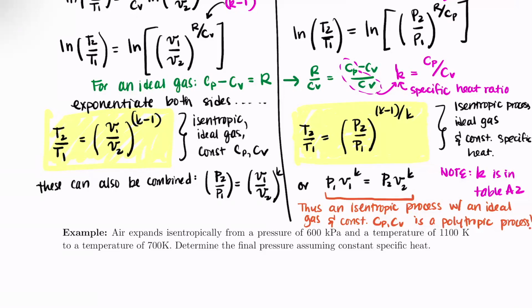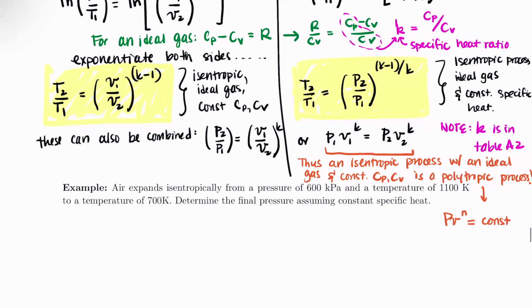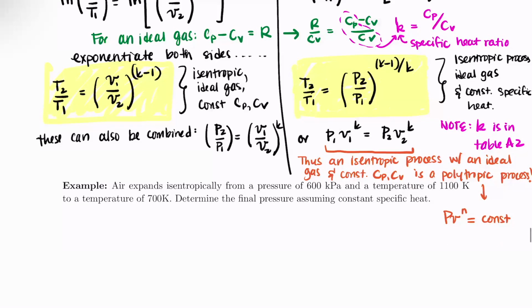Everything's coming together, right? Because polytropic process means that P times V raised to some power is a constant. Sorry, we called it N before. So this is for a polytropic process in general. So in an isentropic process with an ideal gas and constant specific heat, it's a polytropic process where N is equal to K. Cool, right?